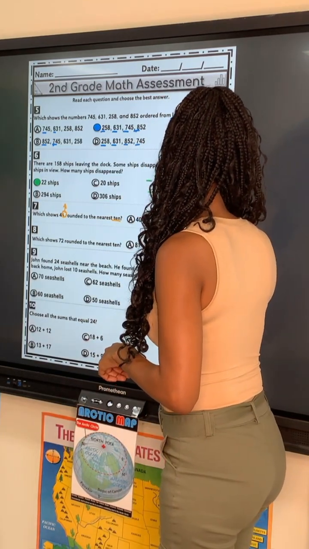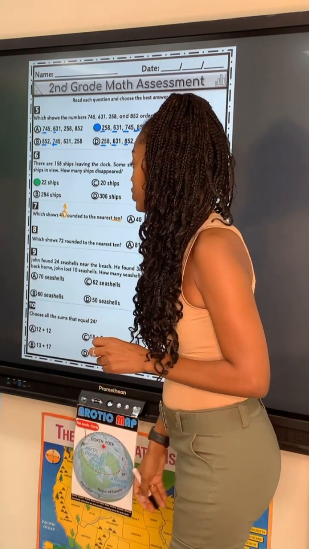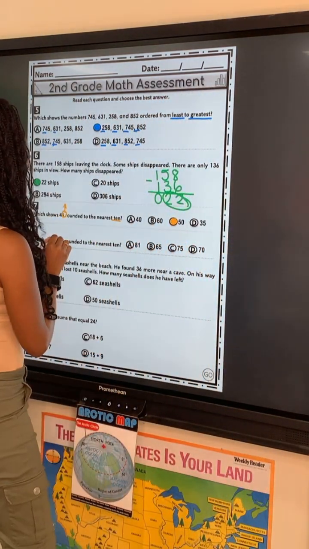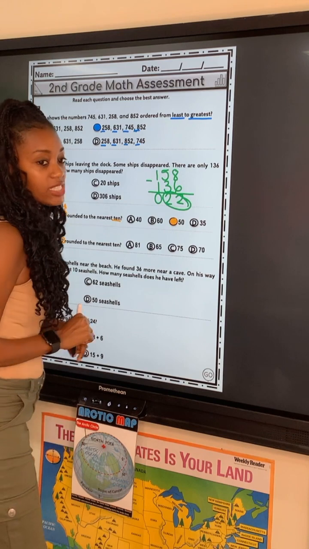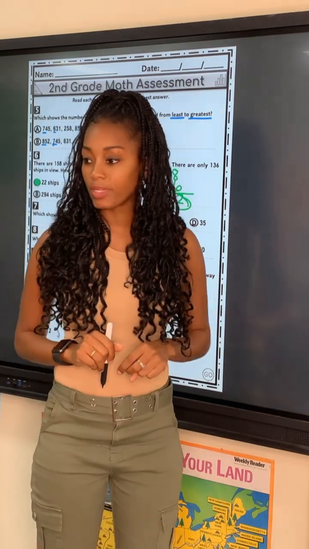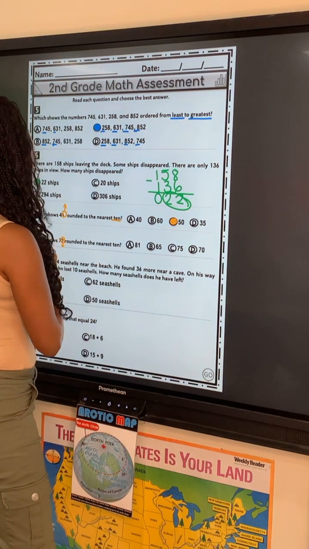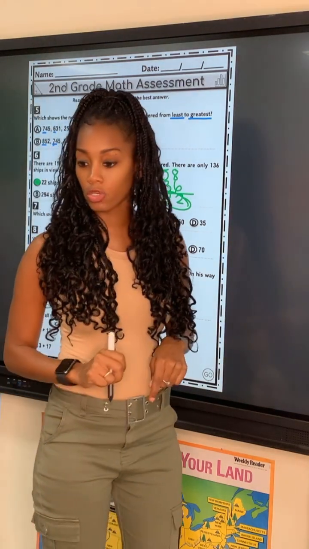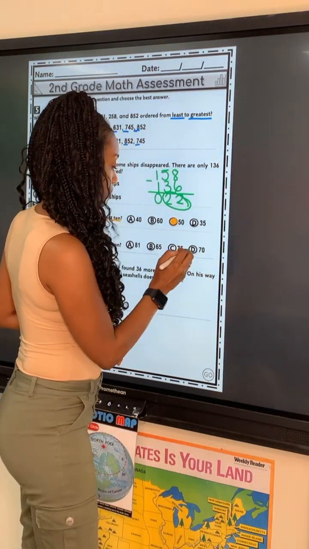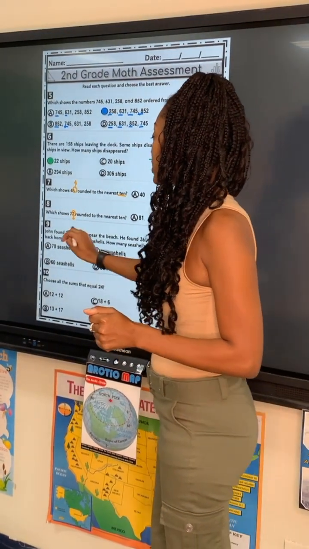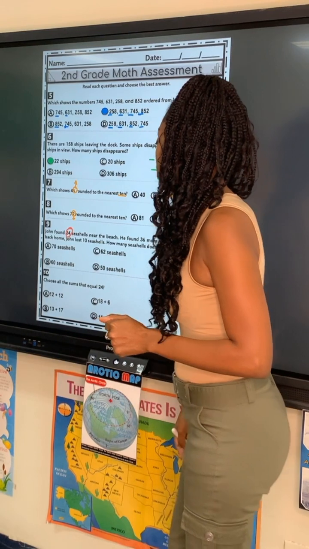Number 8, which shows 72 rounded to the nearest 10. Again, we look at the ones place. This is a 2. A 2 tells me to do what? Round down. Very good. So if I round down 72, what is my answer? 70.